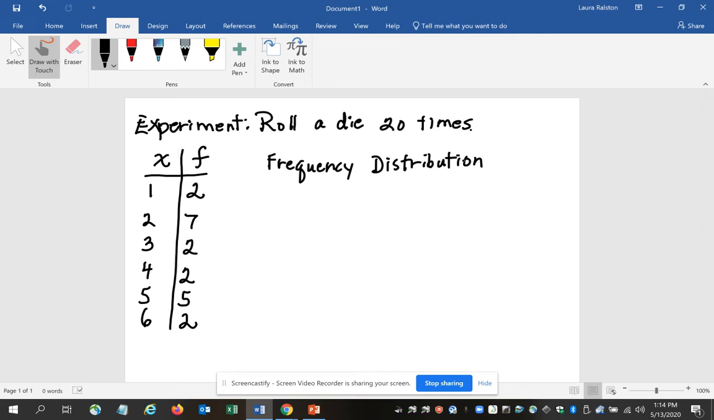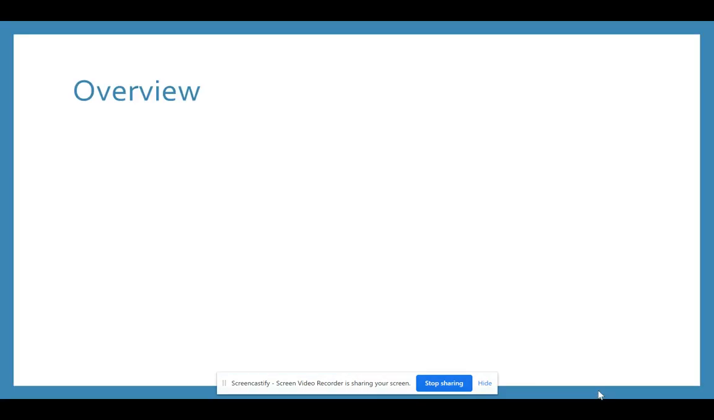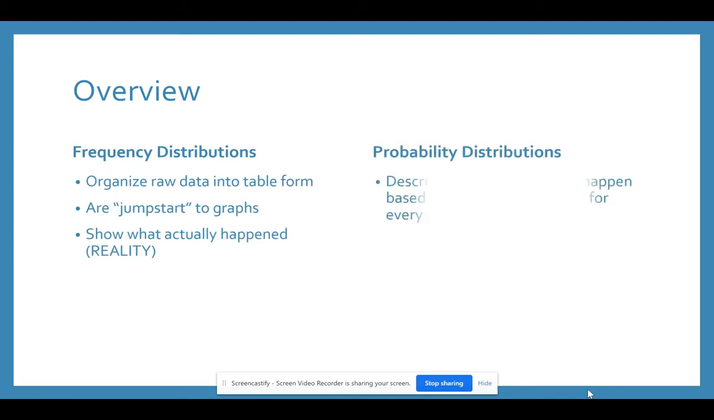Okay, so we've talked about that previously. Well, now we're going to shift gears and we're going to talk about probability distributions. A probability distribution is actually going to describe what probably would happen or what we should expect to happen based on an assigned probability for every possible outcome.